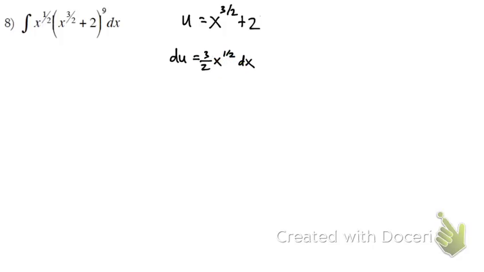But I don't need this 3/2. So I'm going to get rid of it by multiplying it to the other side. Or I should say dividing it, but multiplying by the reciprocal. So that gives me 2/3 du is equal to x to the 1/2 dx. So if I start to highlight what I'm able to get rid of, I can get rid of those. I can get rid of x to the 1/2 dx.